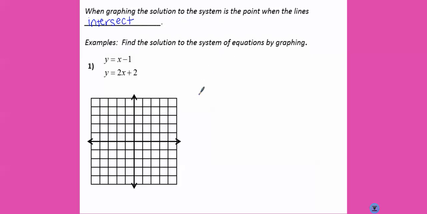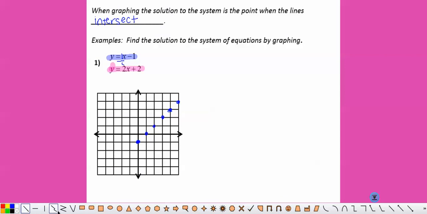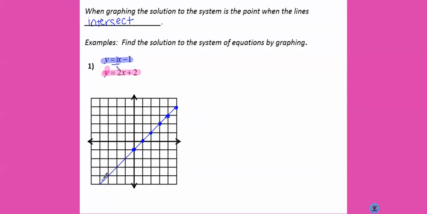So, in our examples, find the solution to the system of equations by graphing. I'm going to do this in different colors just to make it easier to see. I'm going to do that one in pink, and this one in blue. So I'm going to start at our y-intercept of -1, and then our slope is +1/1. And then I'm going to use a ruler to connect my dots because I want a perfect line since I'm looking for the intersection point. Draw arrows on the end.